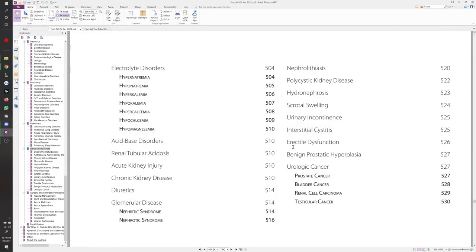Two of the probably most notoriously disturbing topics are the acid-base disorders. A lot of students struggle with that till the very last day, and then of course urinary incontinence, which can also often be very confusing until you've mastered it in such a way that you don't really need the book in front of you to explain it.